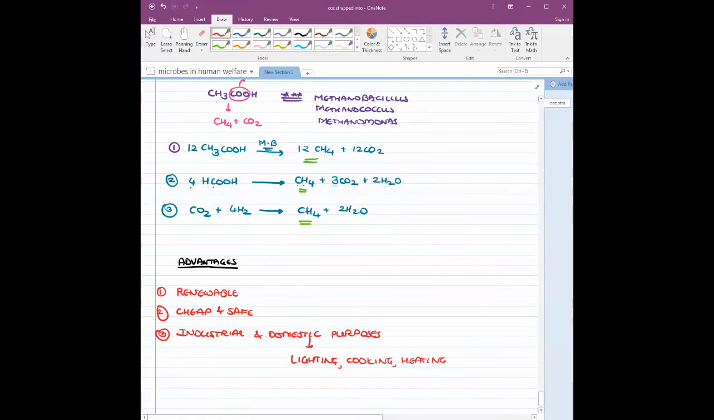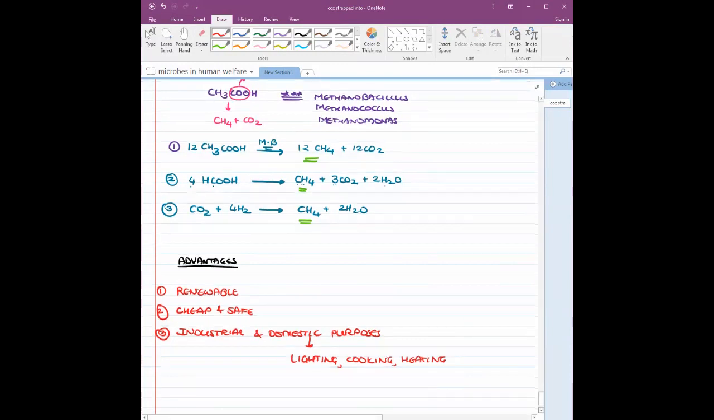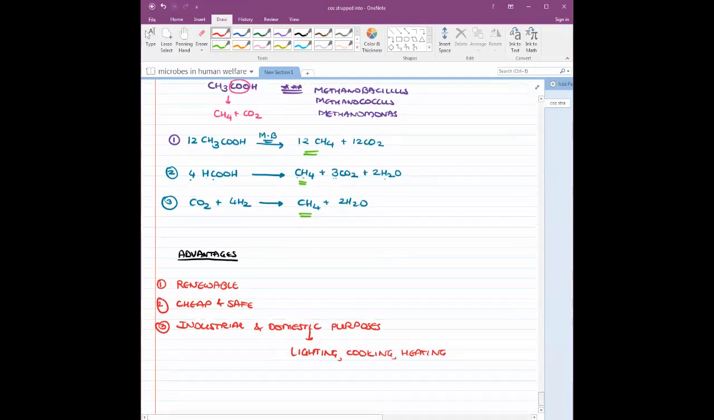Next important thing, guys, this is the one which is going to burn with a blue flame. So what is the difference between blue flame and yellow flame? Now always remember, the thing which burns with a blue flame, we call an oxidizing flame.